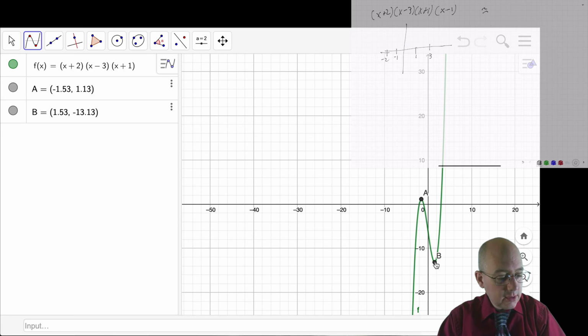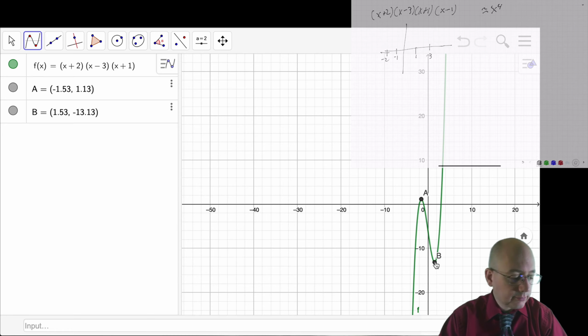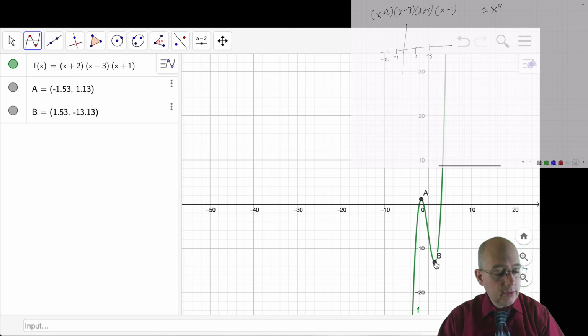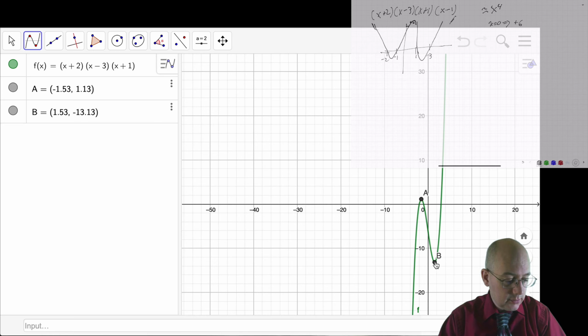So now this is kind of like x to the 4th. Okay, so x to the 4th is going to be positive up here and positive here. And now at x equals 0, we're going to have plus 6 if you multiply all that out. So we also have something like plus 6 up here. Okay, let's see how that works. So you go down, up through here, comes back down, goes up like this.